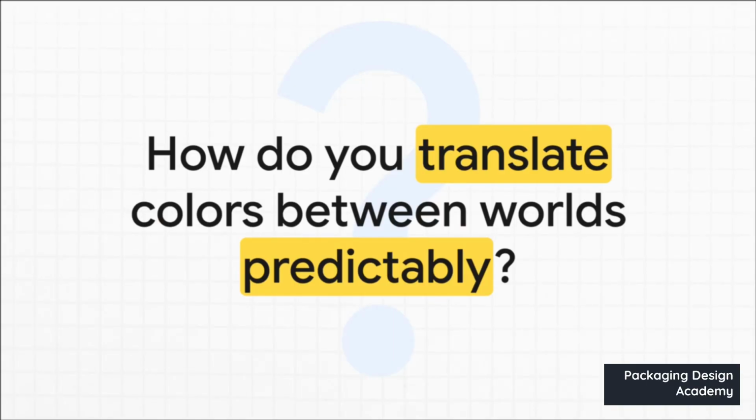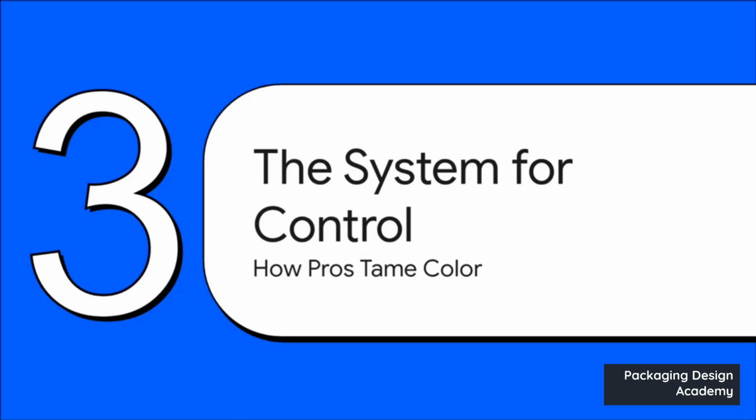So this is the million-dollar question, right? If these color worlds are so different, how in the world do professionals manage this? How do they get predictable, consistent color every single time? Well, the answer isn't just hoping for the best. It's a system. You see, pros don't just cross their fingers and hope. They use a really solid system that's built on international standards. This is how they predict and control how a color is going to look, from that very first design concept all the way to the final package coming off the press.